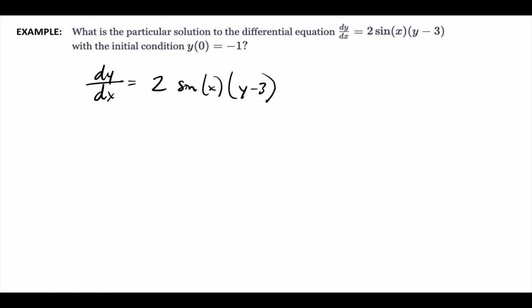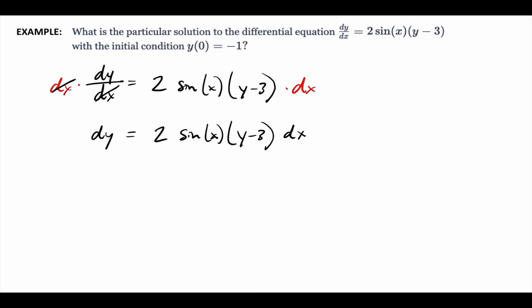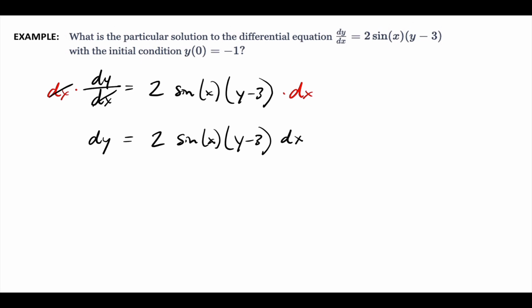X is on the right, y is on the left. So I'm going to multiply both sides by dx. Okay. dy equals 2 sine of x, y minus 3. Okay. X's are on the right. How do I get the y's on the left? What am I going to do to get y's on the left here? Divide by y minus 3.